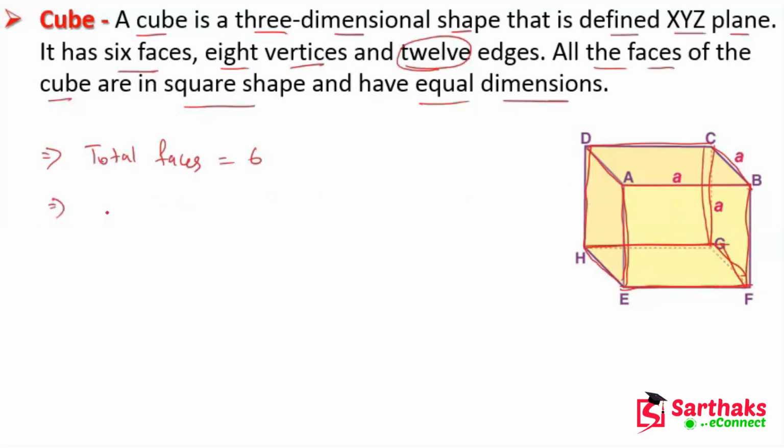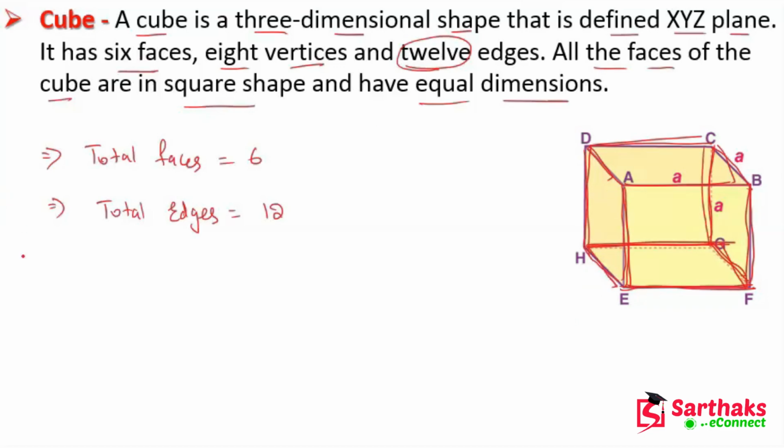Now how many edges? There are a total of 12 edges. Here is AB, BC, CD and DA, and the next ones are AE, EF, BF, and FG, CG, GH and DH. So these are a total of 12 edges.